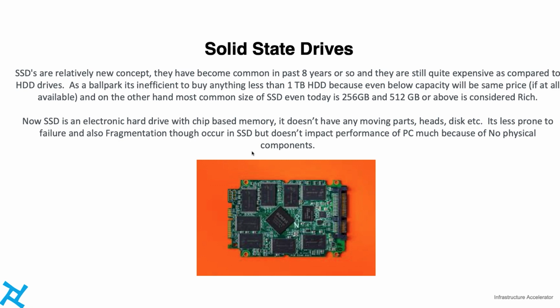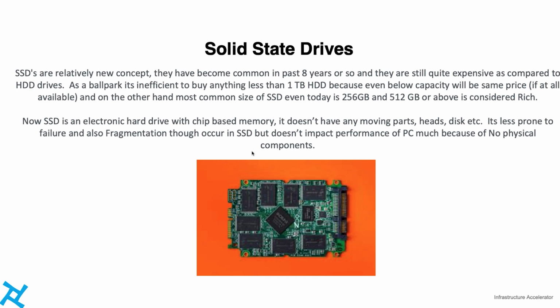As a ballpark figure, it's inefficient to buy anything less than 1 terabyte of hard drive because even below this capacity, they will price the same. They have become so common. On the other hand, the most common size for SSDs even today is 256 GB, or on rich people's computers I see 512 GB or something, because they are highly expensive.